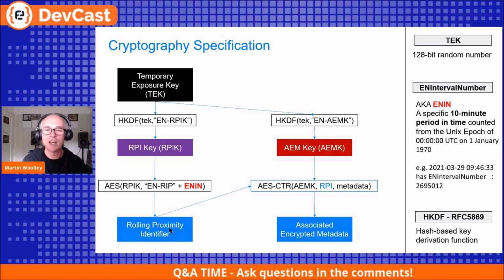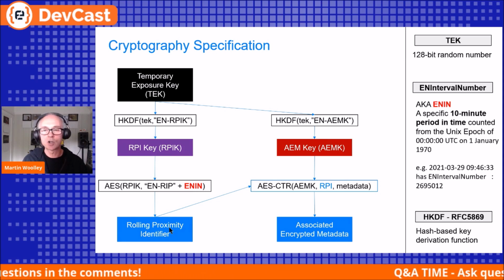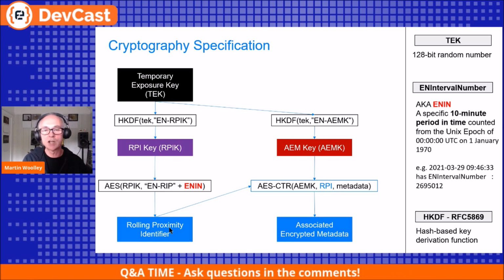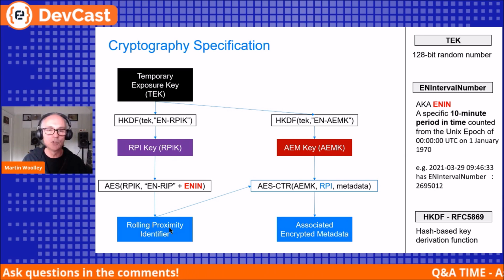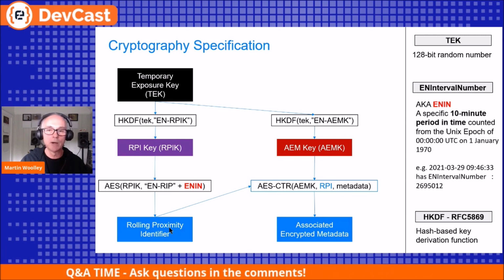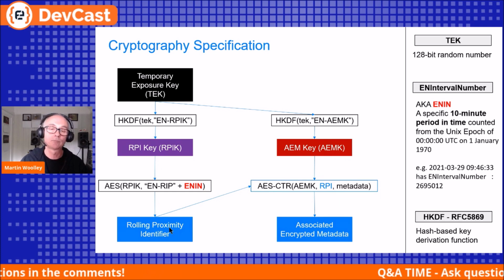But what's this EN interval number? Well, the way the system works is it divides time since the unique epoch of midnight on the 1st of January 1970 into 10-minute slices, and each slice is numbered. So the EN interval number is the counter number for the current 10-minute period. Now, the RPI value itself is used along with the AEM key to encrypt the TX power and protocol metadata using AES in counter mode.